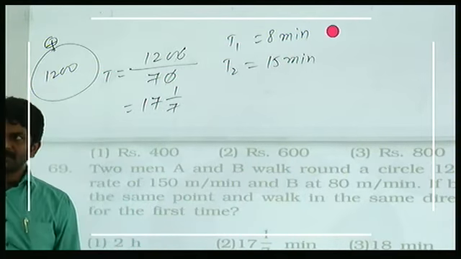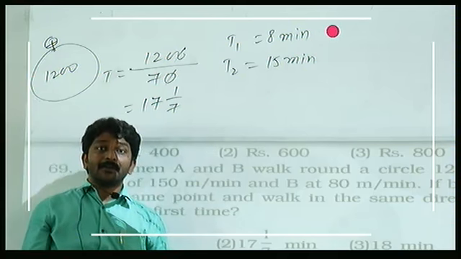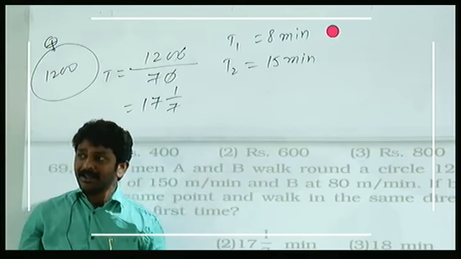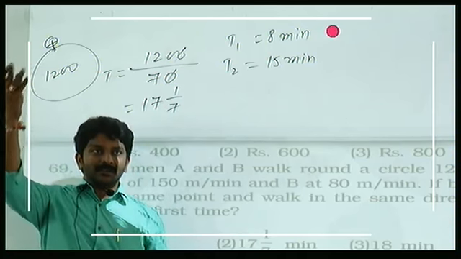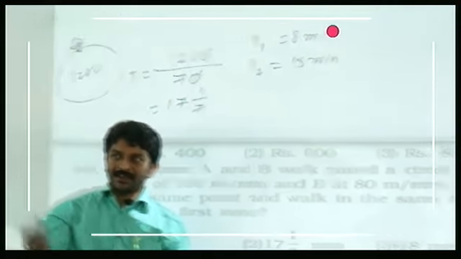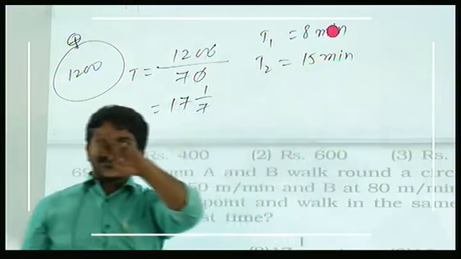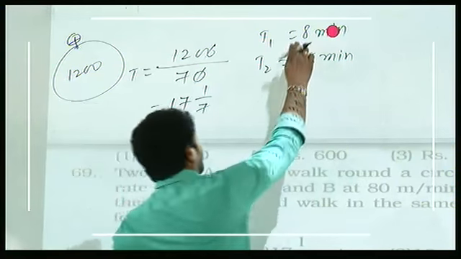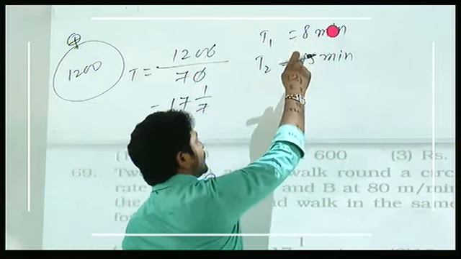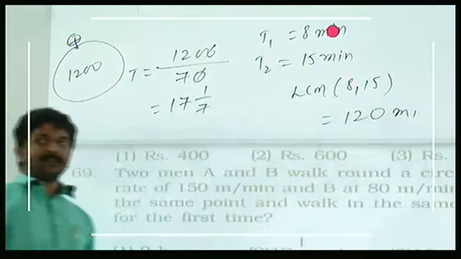Now, when will the first person meet at the starting point? After how much time will the first person be at the starting point? 8 minutes. Next, 16, 24, 32, 40, all multiples of 8. Second person, 15 minutes. After 30 minutes, 45 minutes, 60 minutes, all multiples of 15. So now both the persons should meet at the starting point. So the answer should be a multiple of 8 and a multiple of 15. So it should be a common multiple of 8 and 15. How much is this? 120. So after 120 minutes, both the persons will be at the starting point.